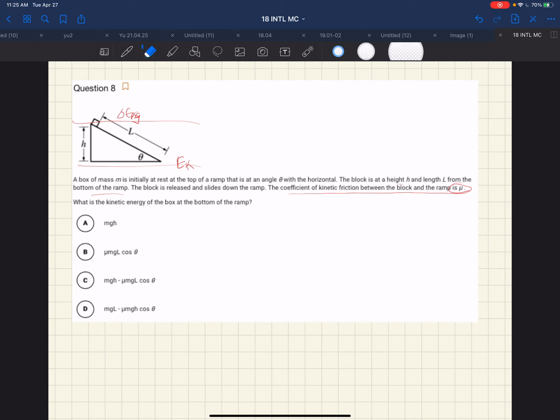Well, in this scenario, we know that the initial energy is due to the gravitational potential energy. And a little bit later, at every moment in time afterward, we have gravitational potential energy plus kinetic energy plus the work done against friction.